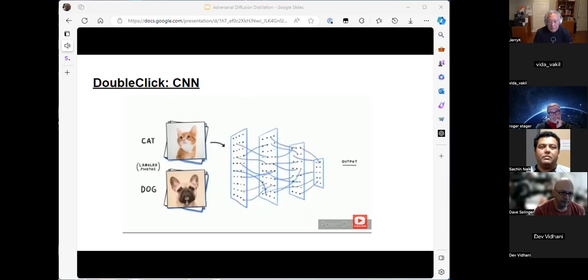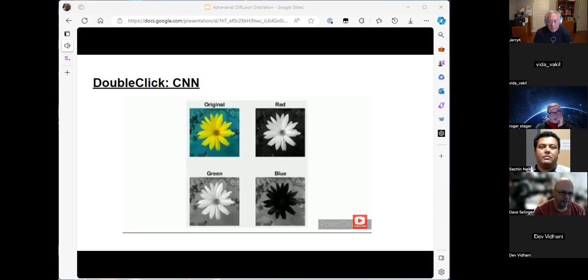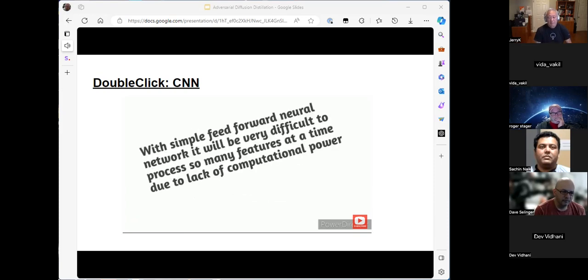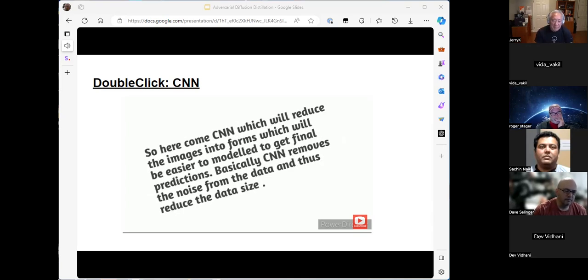An RGB image has 3 images, red, green, and blue, which are also called channels. Consider a 216 by 216 RGB image. It has a total of 216 multiplied by 216 multiplied by 3, which is equal to 139,968 pixels. With a simple feed-forward neural network, it will be very difficult to process so many features at a time due to lack of computational power. So here comes CNN, which will reduce the images into forms which will be easier to model to get final predictions. Basically, CNN removes the noise from the data and thus reduces the data size.